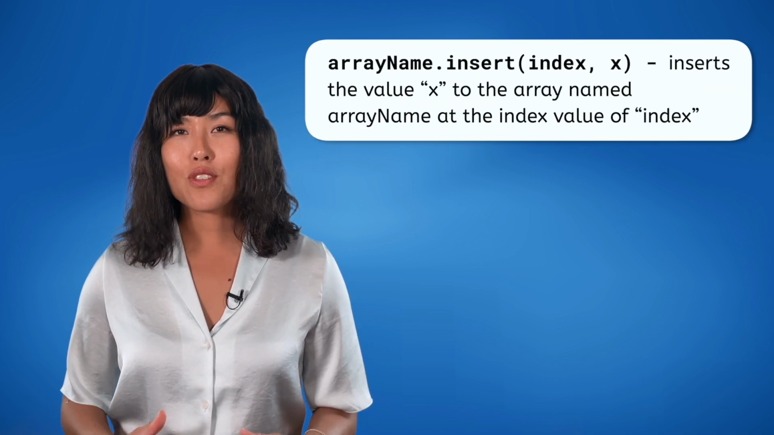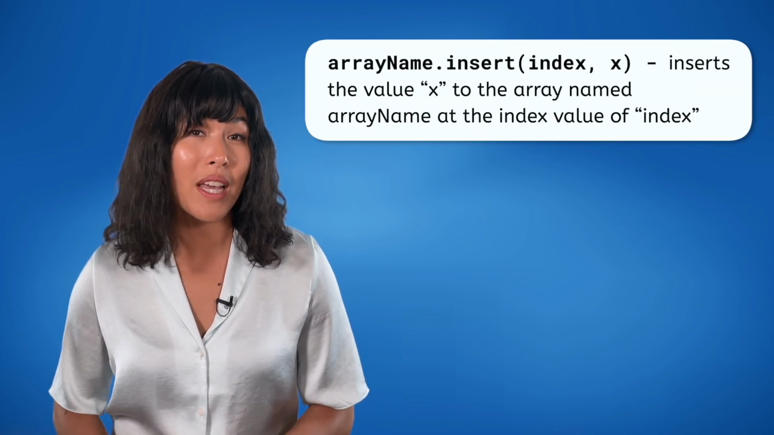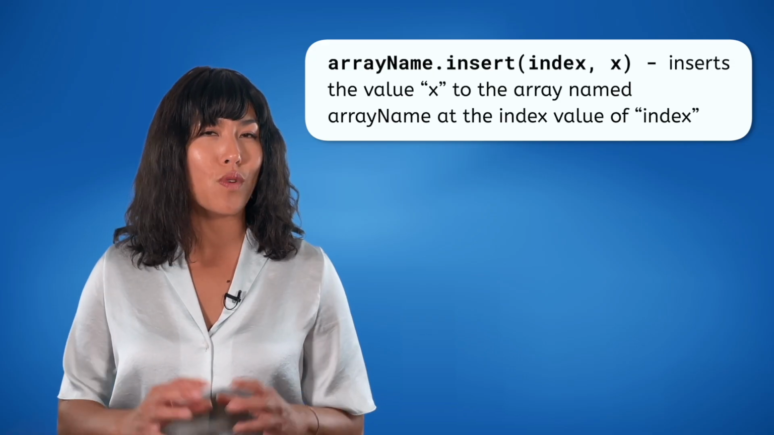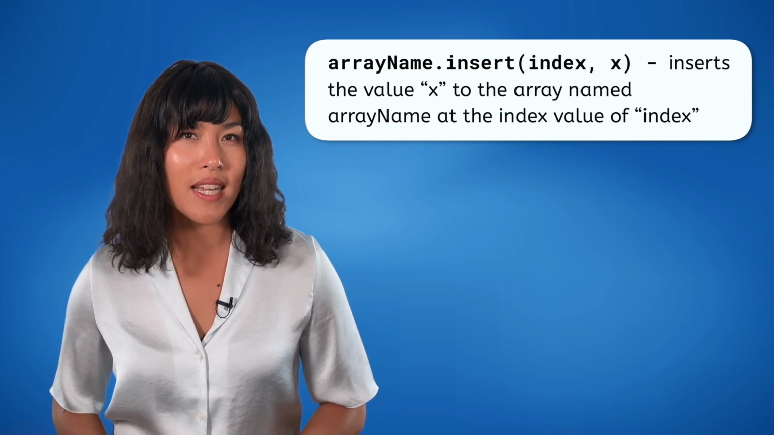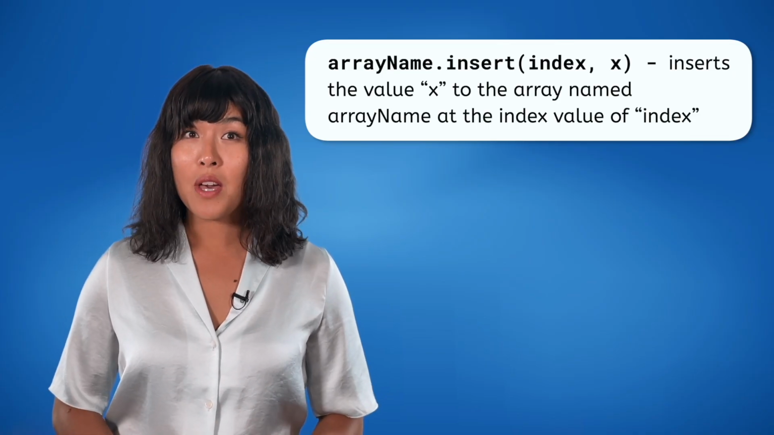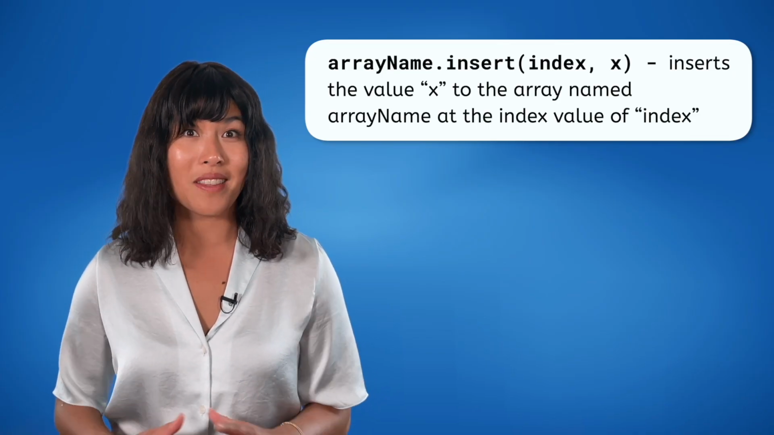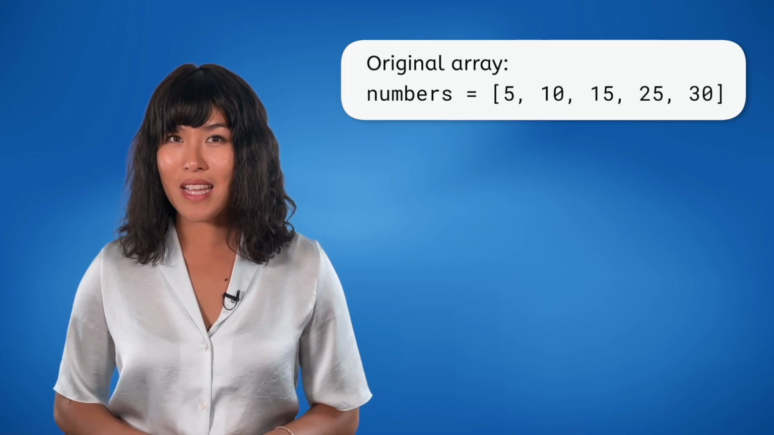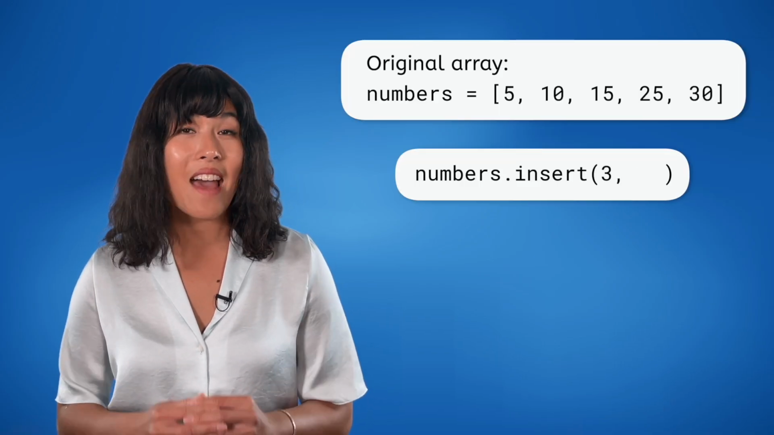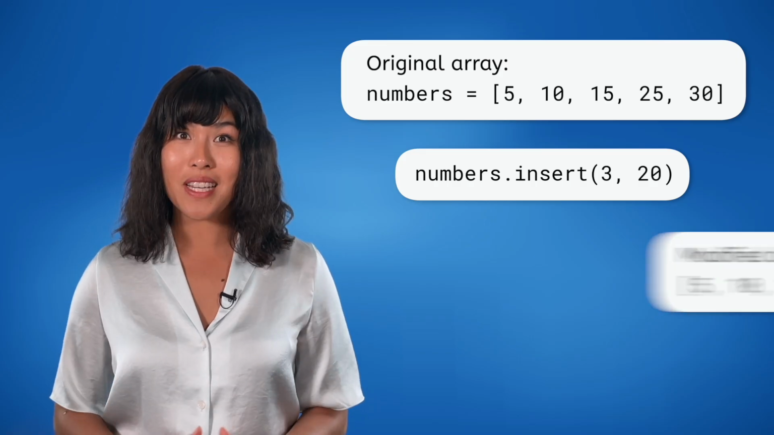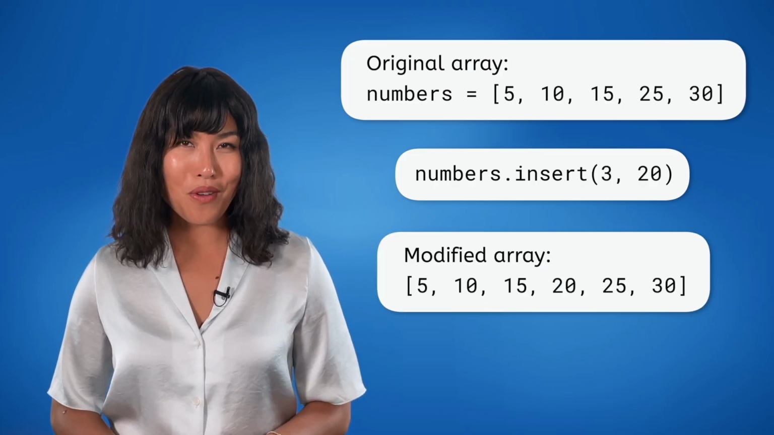Sometimes we need to place a value in a different position than the end of the array. The insert method allows us to insert a new element into a specific position in an array. You must provide both the index and the value of the item so that it can be inserted correctly. Let's consider an example array. Here we use the insert method to add the number 20 at index 3, giving us this resulting array.